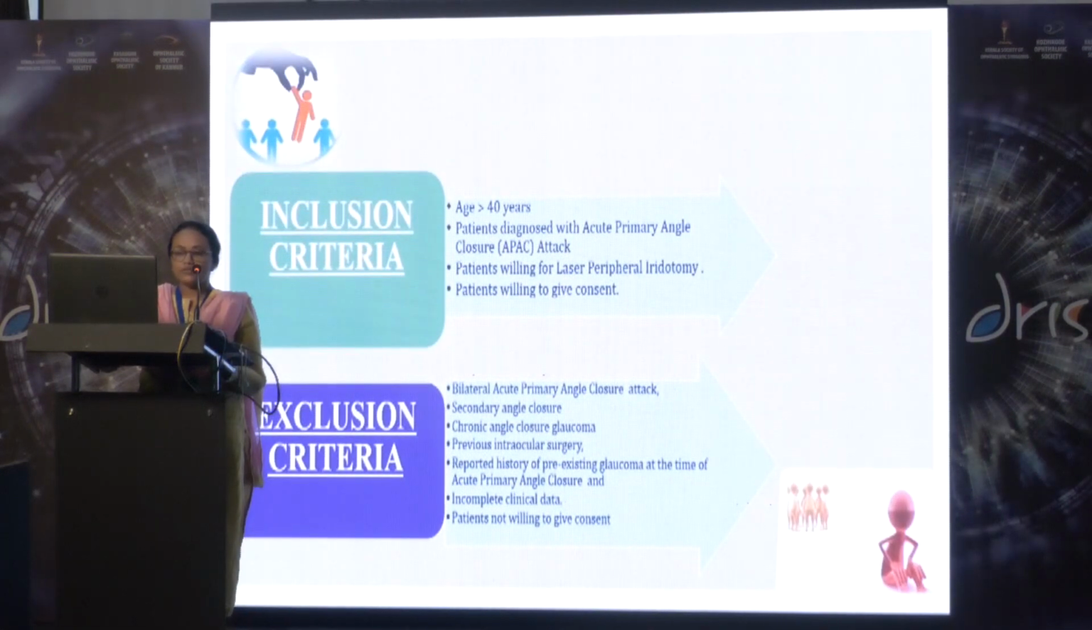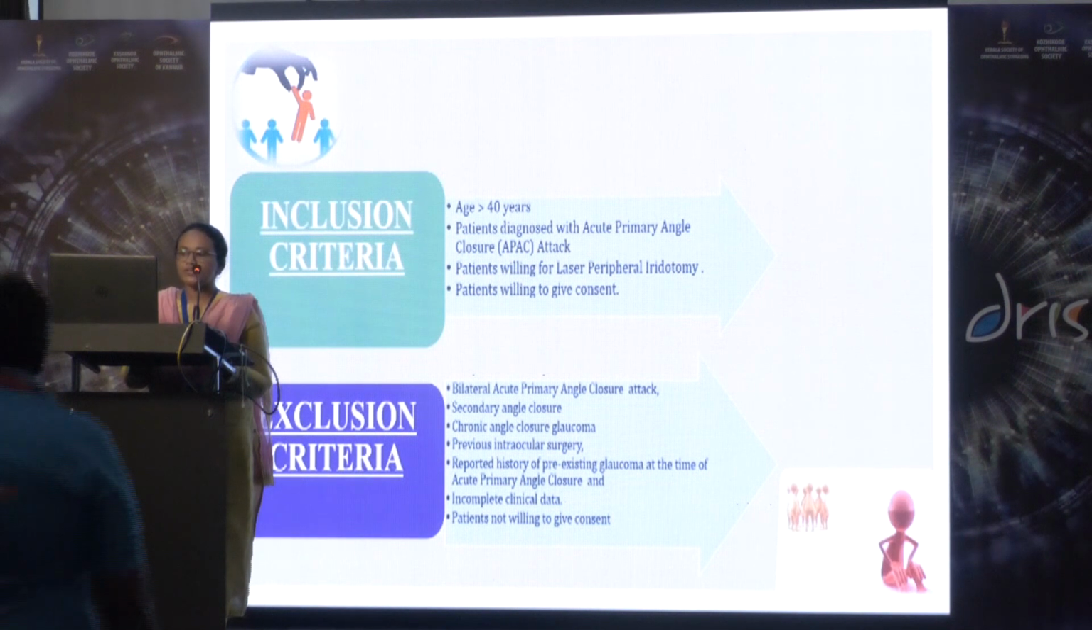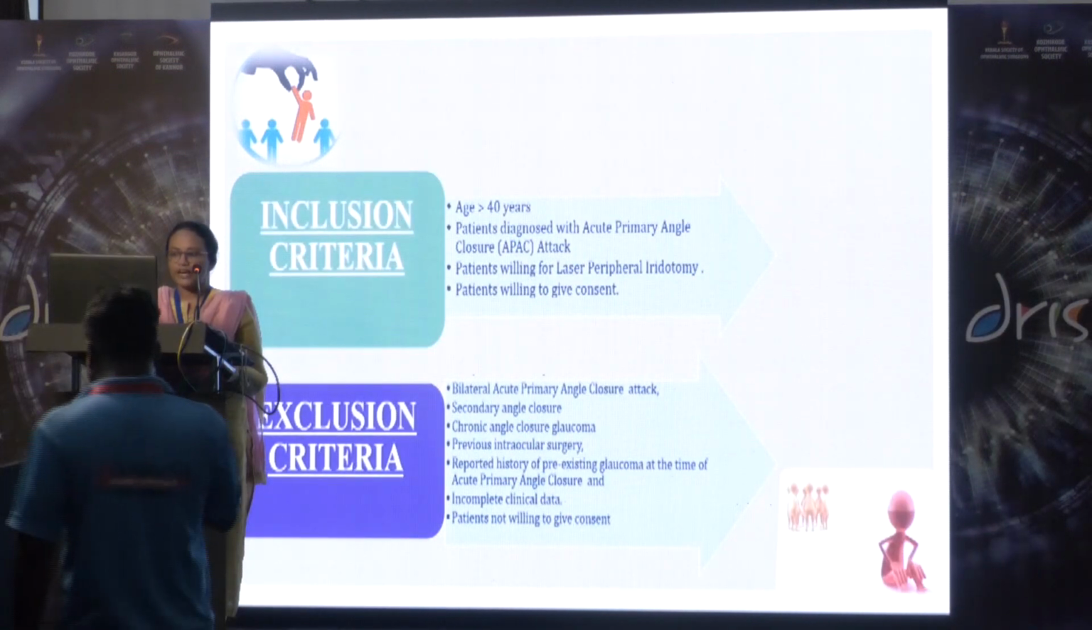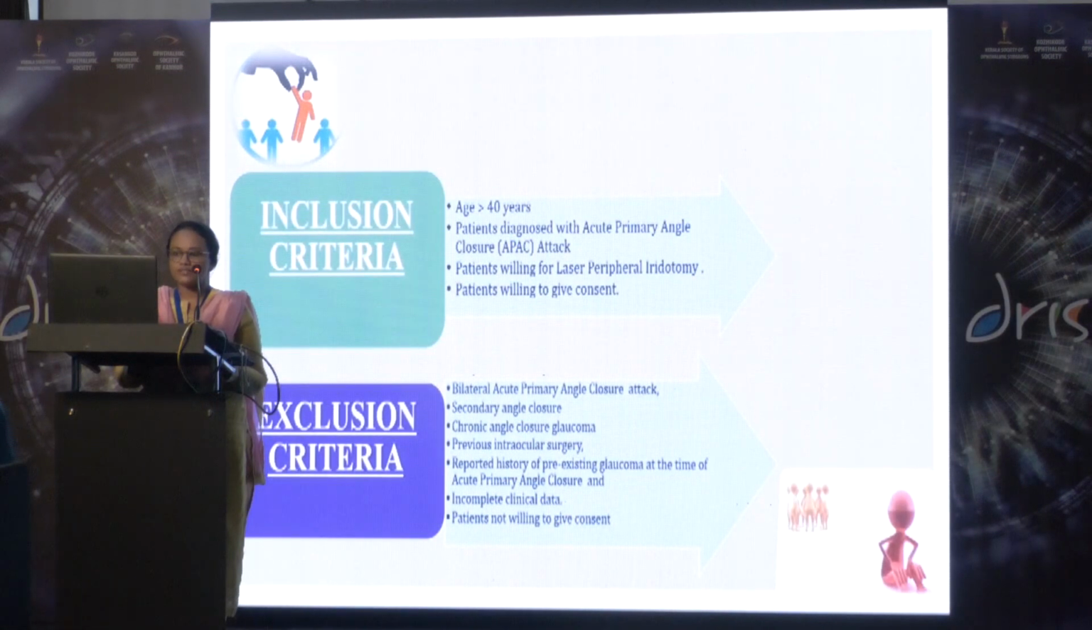My inclusion criteria include patients more than 40 years of age diagnosed with acute primary angle closure attack, willing for laser peripheral iridotomy, and willing to give consent. Exclusion criteria include bilateral acute primary angle closure attack, secondary angle closure, chronic angle closure glaucoma, previous intraocular surgery, reported history of pre-existing glaucoma at the time of acute primary angle closure, incomplete clinical data, and patients not willing to give consent.